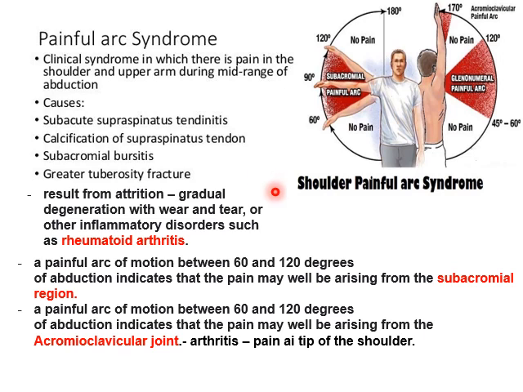And this can also result from the attrition of the tendons. There is gradual degeneration with wear and tear, or inflammatory disorders such as rheumatoid arthritis, where there are constant movements that are seen, like in athletes, the cricketers who bowl and use more of abduction movements. So the painful arc is seen between 60 to 120 degrees of abduction and indicates the pain which is arising from the subacromial region.